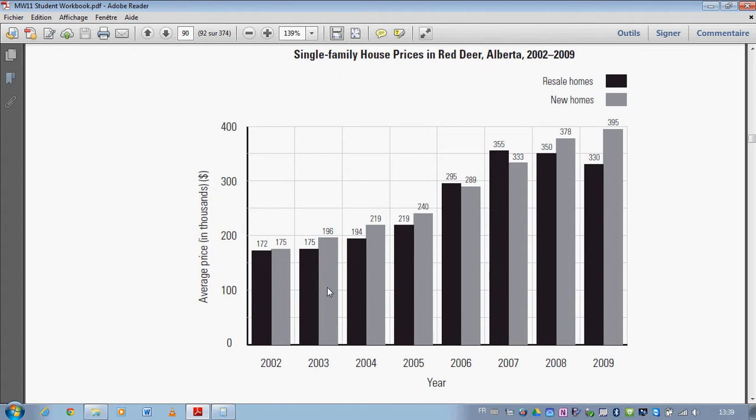And you do have 2 bars per year, and the whole point of a double bar graph is for comparison purposes. So you would want to use this if you had 2 sets of data and you wanted to compare the 2. For example, in 2002, resale homes, that means homes that are not new, would have sold on average at $172,000, whereas new homes sold for an average of $175,000. So again, this is really just for comparison. Whenever you've got 2 sets of data and you want to compare them, the double bar graph is a good way of doing that.